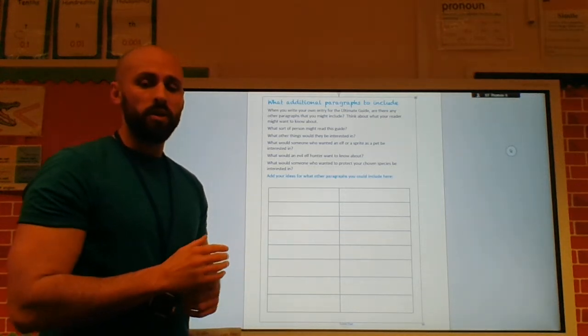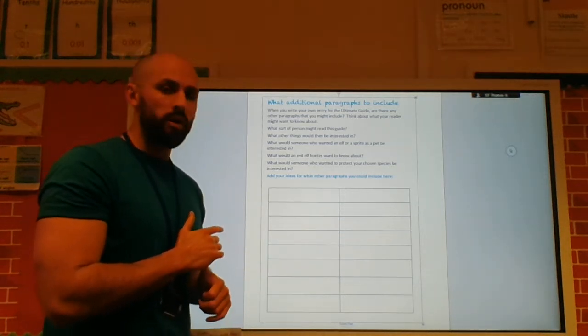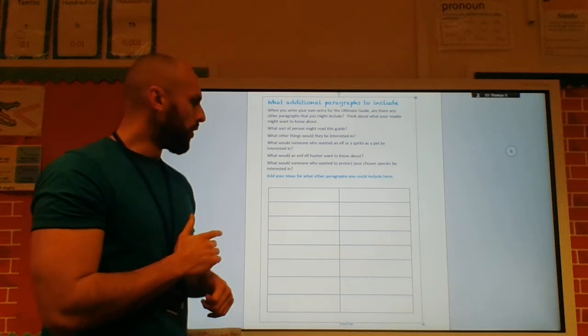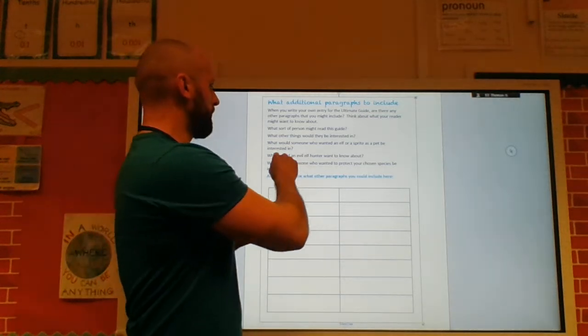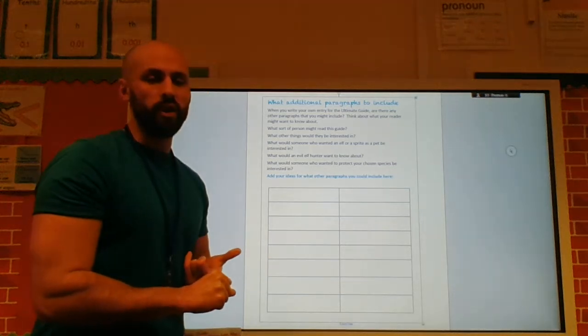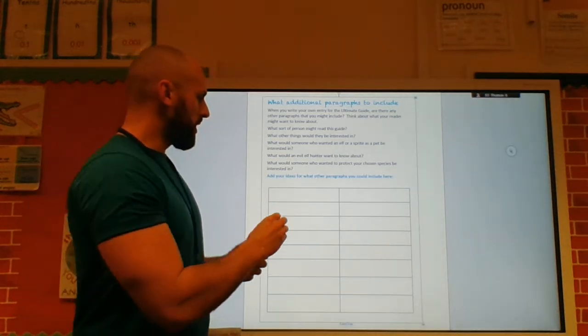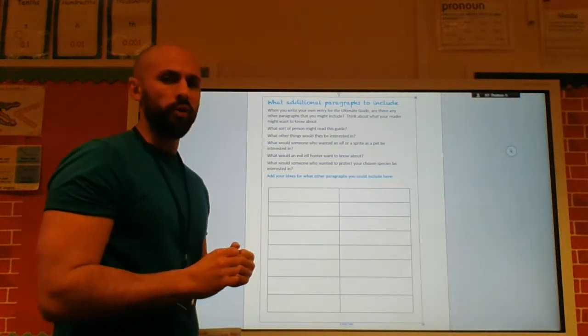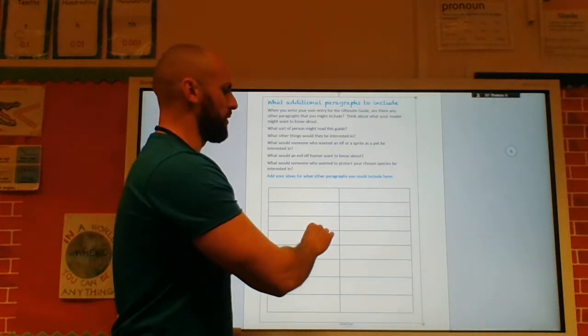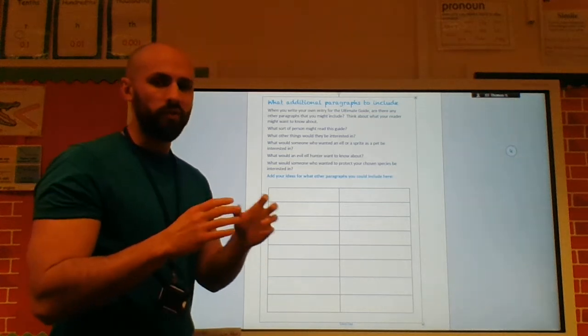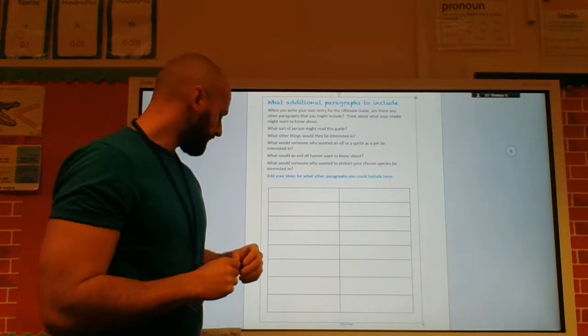Is it going to be somebody that might want to own an elf as a pet? Or is it somebody who is an evil elf hunter? Think, what else would they want to know? They might want to think, when is the elf most vulnerable? Where does the elf sleep? Okay, I'm not going to give you any more than that.